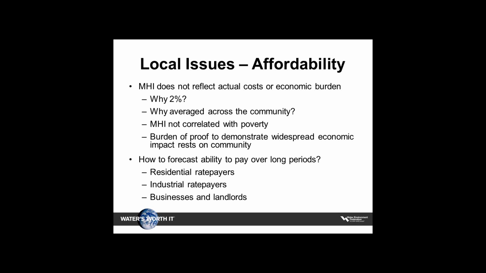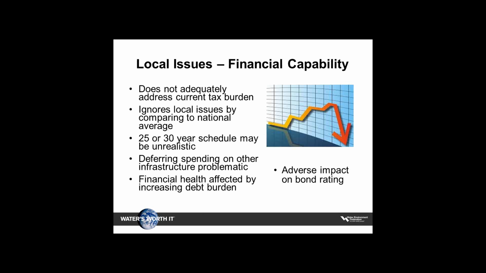You have to look at the overall community health, and that's made up of residential, industrial, and businesses and landlords. And in terms of financial capability and local issues, the current structure and that guidance really does not address the current tax burden, the cumulative tax burden on the city's individual ratepayers. It really ignores local issues like very high unemployment when it compares it to the national average. As I said earlier, a 25 or 30-year schedule may be totally unrealistic for a particular community.